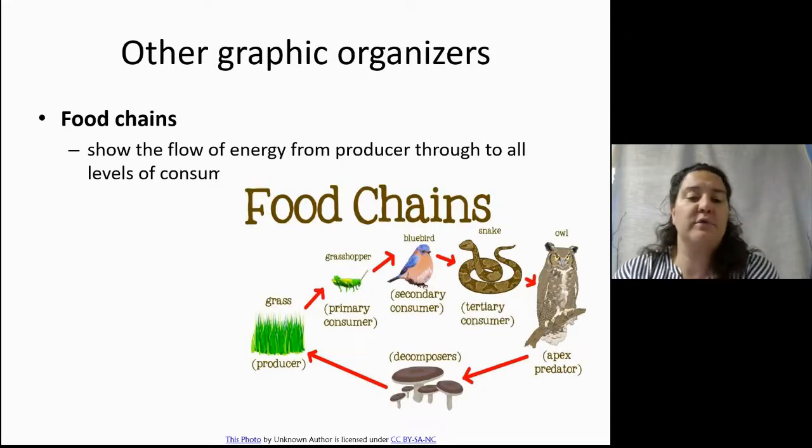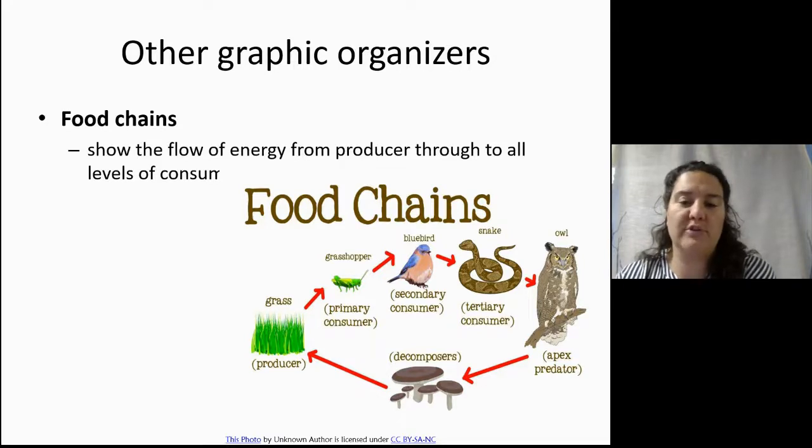We can also look at food chains in an ecosystem. Now, this will show us the flow of energy from producer all the way through the levels of consumer, but only following one path. So grass, grasshopper, bluebird, snake, owl. And at any of those points, we could have also drawn a line to a decomposer. So the grass could go to the decomposer, the grasshopper to the decomposer, and so on.